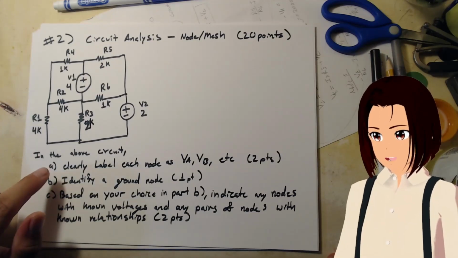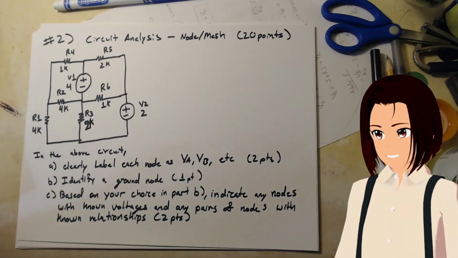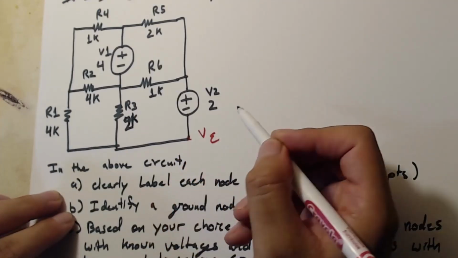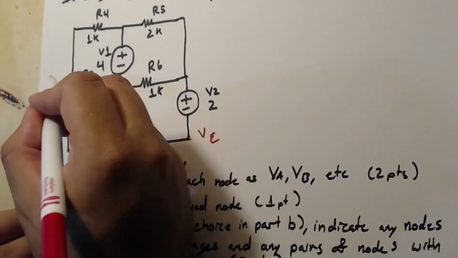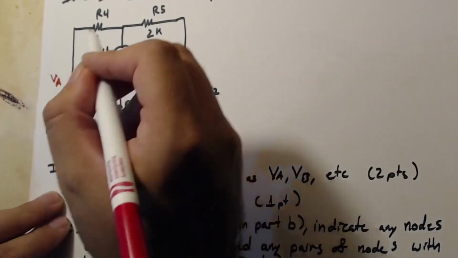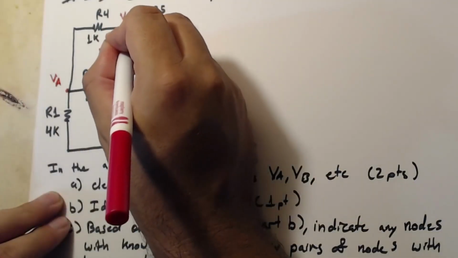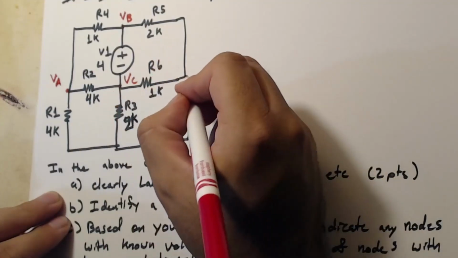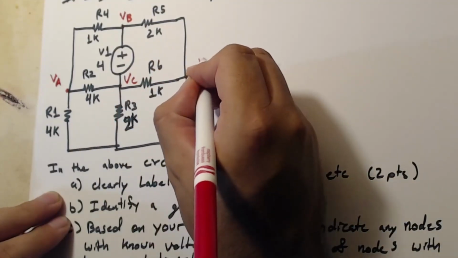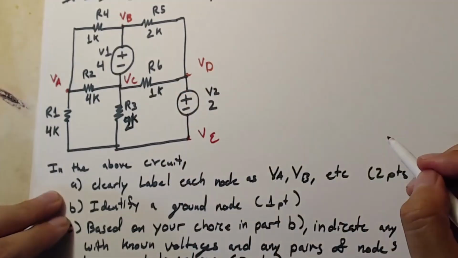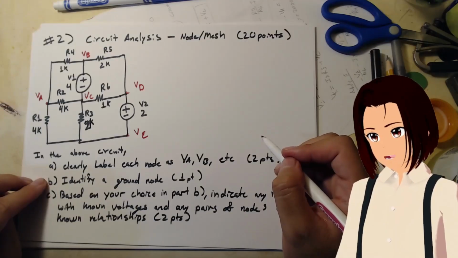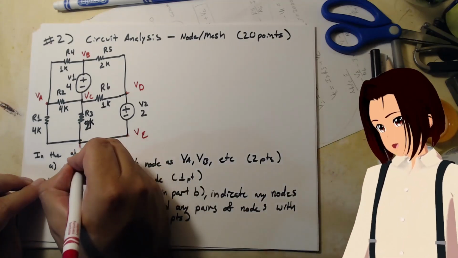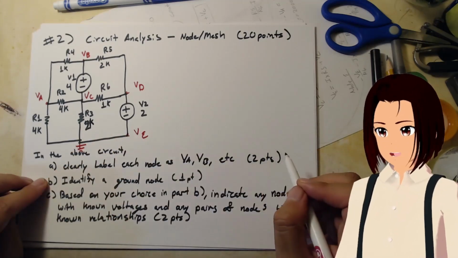For part A, we just label nodes. Simple like that. So this here is VE. This here is VA. This here is VB. This here is VC. And here is VD. Nice. Part B says indicate a ground node. This guy, that's our ground.